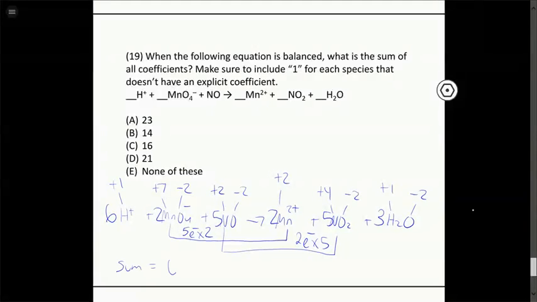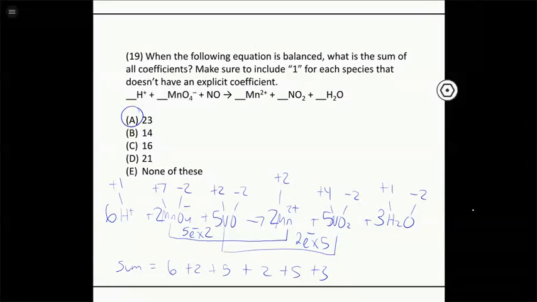So the sum of the coefficients is 6 plus 2 plus 5 plus 2 plus 5 plus 3. That's 10, 15, 18, 23. All right, so we have a total of 23 when we add up all the coefficients.